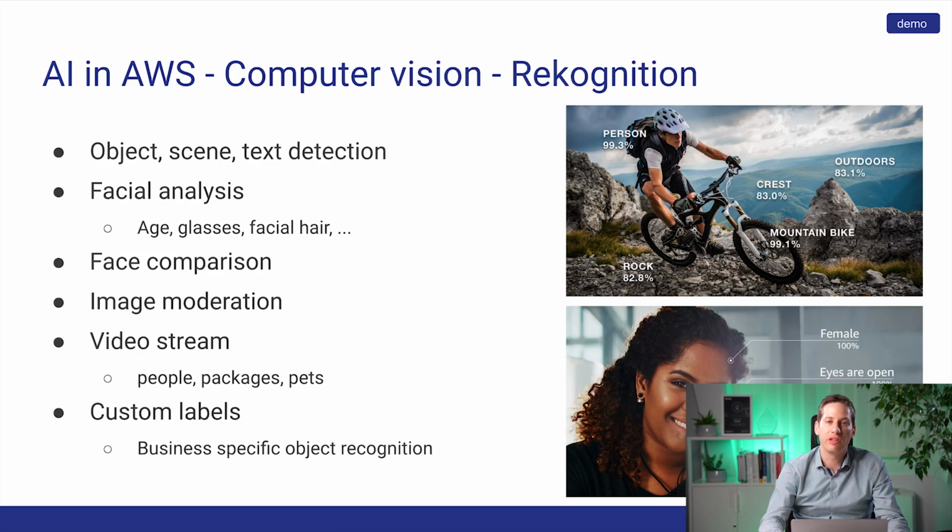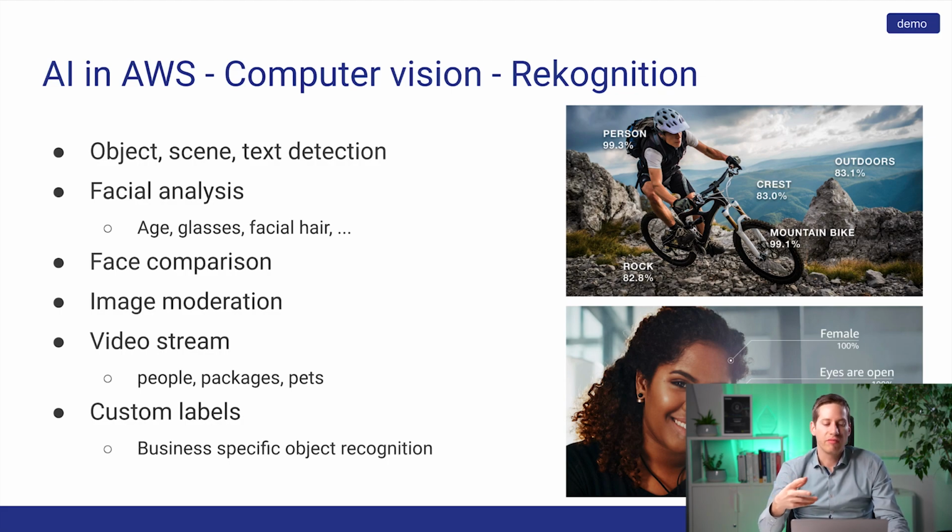Also, you have celebrity detection that you might be interested in, and there is a special feature that is only for videos. There are a few models that are trained specifically to detect persons, packages, or pets, or some combination of these, like person and packages. Here you can do this in real time, so when you have a video stream, you can detect these items in real time and use it to do certain actions.